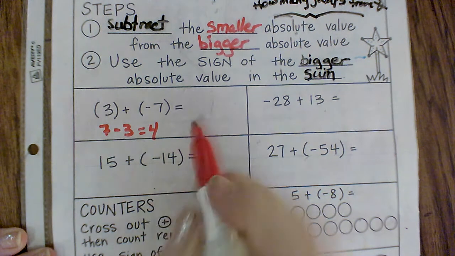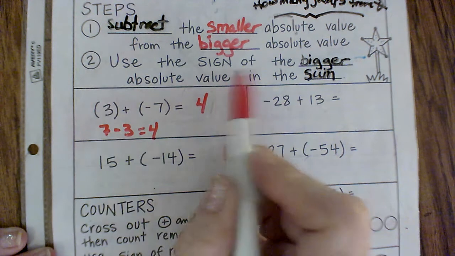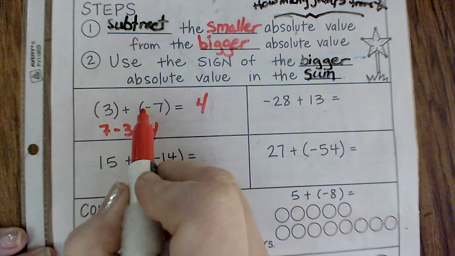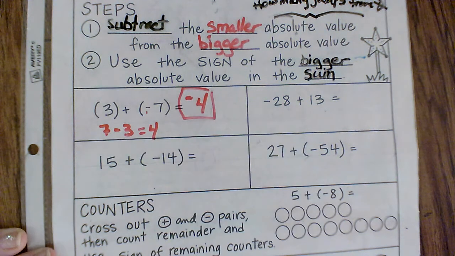But now we go back and use the sign of the bigger number. Well, we said 7 was bigger, right? 7 is negative. Final answer is -4. Okay? All right, chill out. Let's move on. Let's try the next one. See what happens.